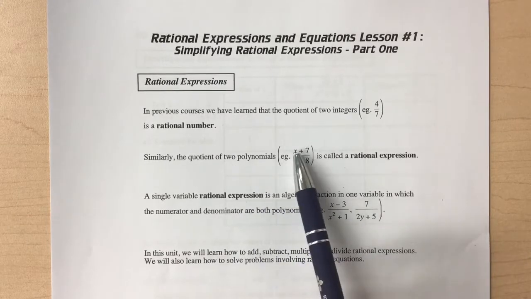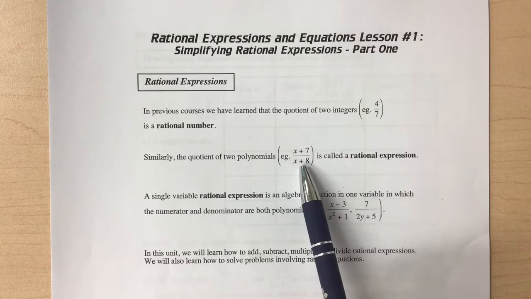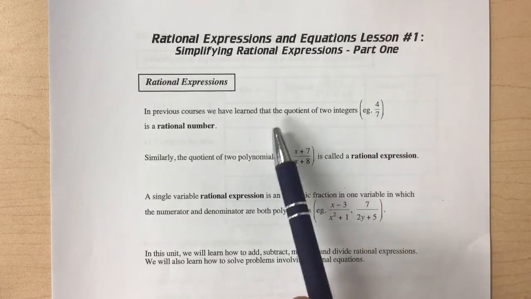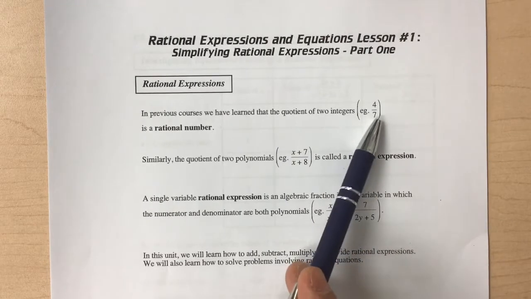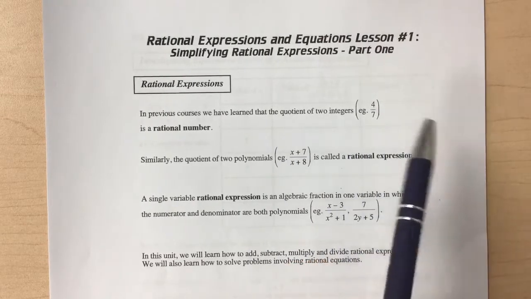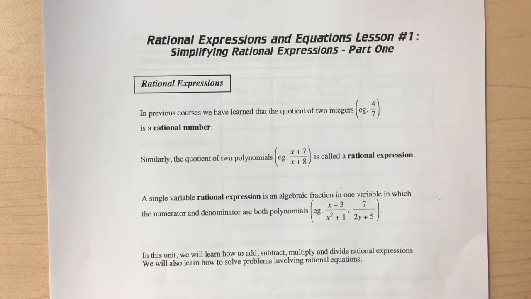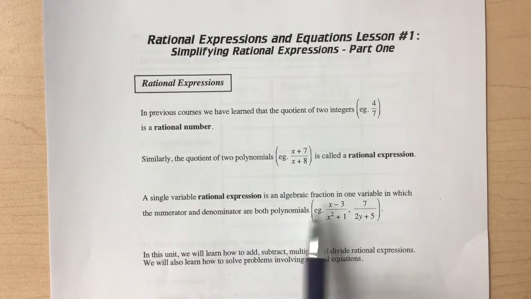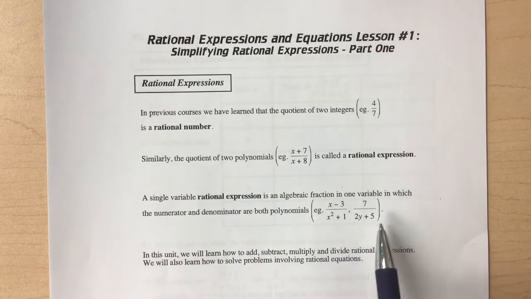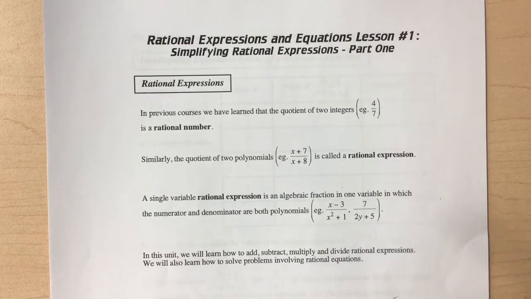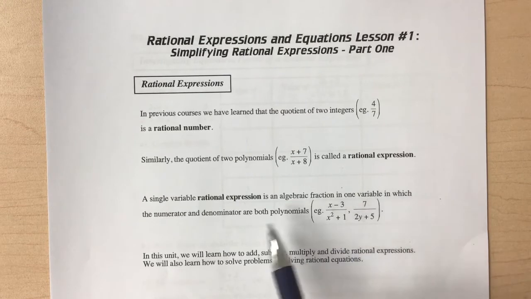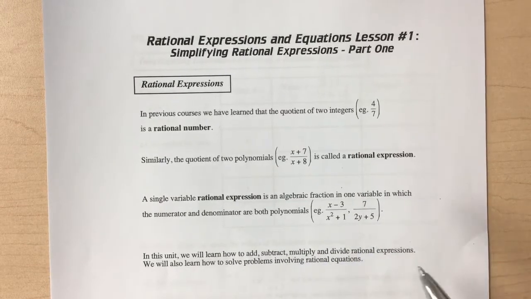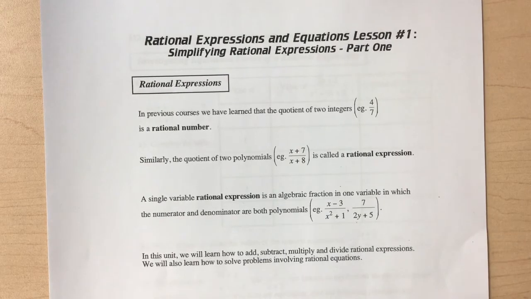So for example, x plus 7 divided by x plus 8 is known as a rational expression. Similarly, if we have a rational number, we can have any fractions like 4 over 7, 2/5 would be examples of rational numbers. Now, we can have a single variable rational expression, and that's an algebraic fraction in which the numerator and denominator are both polynomials. So here's two examples of what those look like.